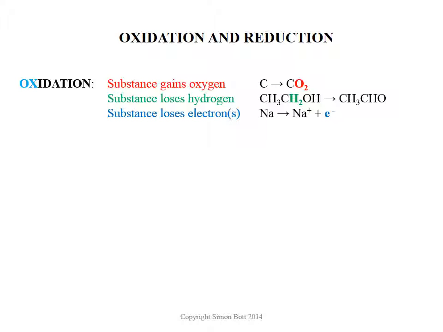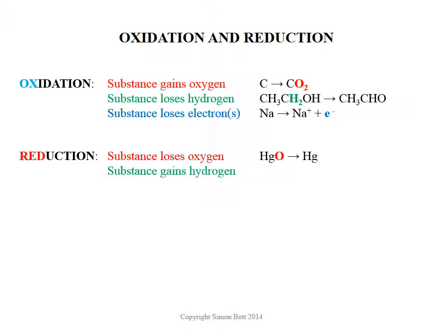Now, oxidation is that; reduction is the opposite of oxidation. So reduction, and again this is where the name comes from, is where a substance is reduced in how much oxygen it's got. It loses oxygen. So for example, mercuric oxide going to mercury. Oxidation is where something loses hydrogen, so reduction is where something gains hydrogen. Here you can see CH2 ethene becoming CH3 ethane.